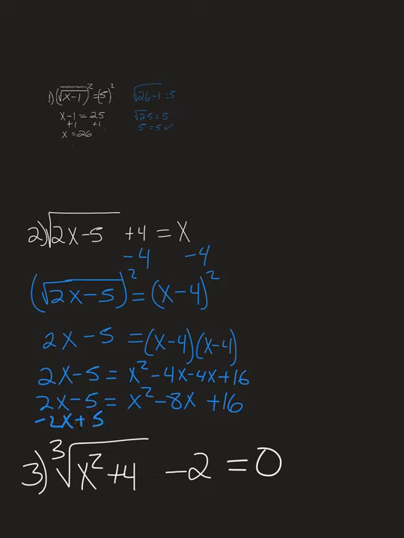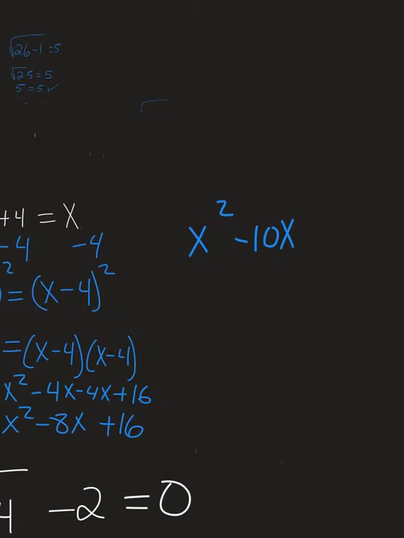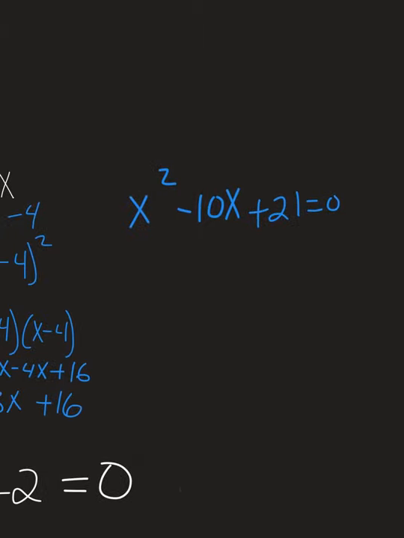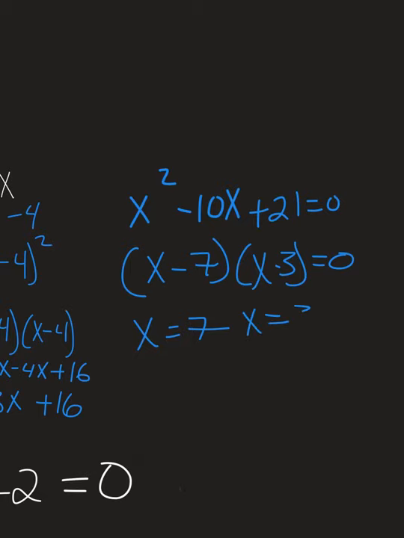And what we're now going to get as our new equation is x squared minus 10x plus 21 is equal to 0. Then, here, we're going to factor if we can, and we are going to be able to, and we are going to get x minus 7, x minus 3 is equal to 0, and we're going to get x equals 7, and x equals 3.